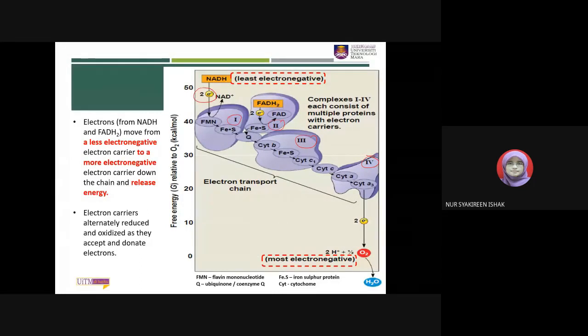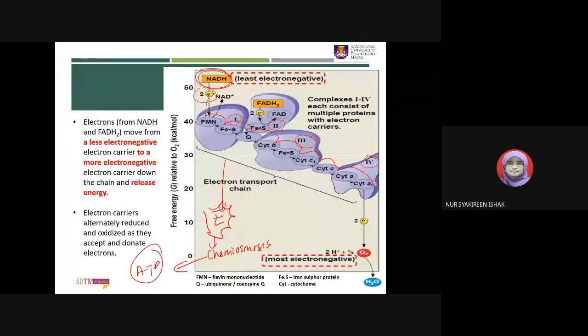Okay. So when the electrons are released from the NADH molecule that functions as the electron carrier, the electron is released and passed from one carrier to another carrier to the next one. Tengok dia semakin ke bawah. Sebab apa? Sebab as the electrons are passed from one carrier to another carrier, it releases energy. So this energy is used during chemiosmosis to produce ATP molecule.